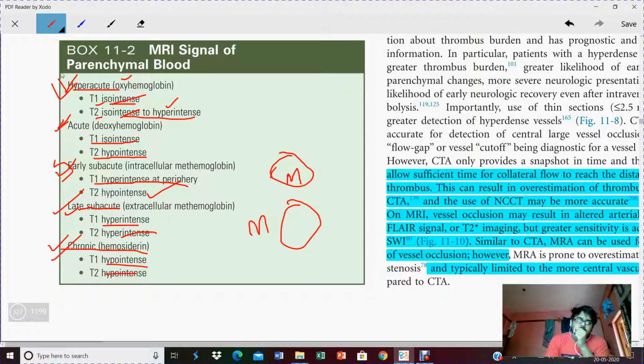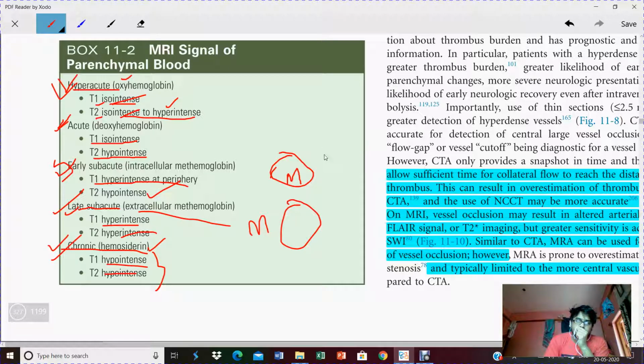So we will just recap. In case of hyperacute, there is oxyhemoglobin, so T1 is isointense, T2 is isointense to hyperintense. In acute, that is deoxyhemoglobin, as there is no oxygen, T2 produces the hypointense, but T1 produces the isointense. Early subacute stage, as the methemoglobin is within the cell, T2 produces the hypointense, but due to the methemoglobin, T1 produces the hyperintense. In case of late subacute, as the methemoglobin came out of the cell, extracellular methemoglobin, T2 produces the hyperintense, and T1 is also hyperintense. In chronic, as there is hemosiderin, not methemoglobin, both produce the hypointense.